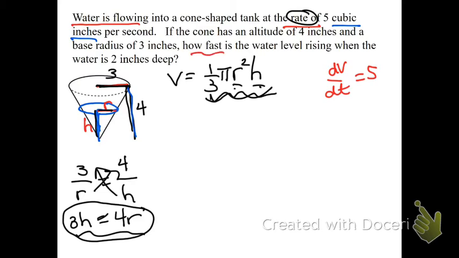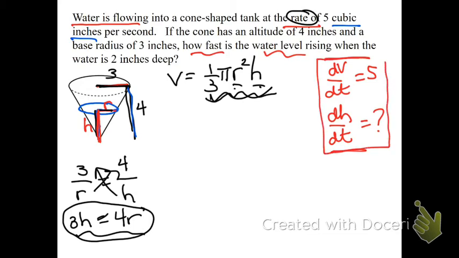How fast? That's a rate. How fast is the water level rising? Water level rising. What variable are they asking for? They want to know how fast this is changing. So their question is, what is dH/dt? This is essential for knowing which variable to keep. I want to know dH/dt. They gave me dV/dt. So basically, these are the variables I want in this problem.